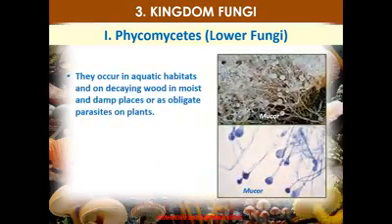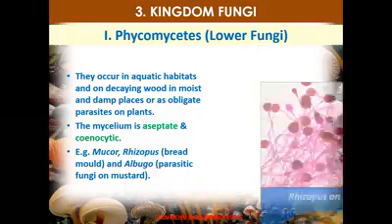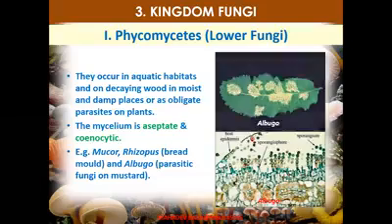First one, Phycomycetes, it is called lower fungi. They occur in aquatic habitats and on decaying wood in moist and damp places, or as obligate parasites on plants. The mycelium is aseptate and coenocytic. Examples are mucor, rhizopus, what we say bread mold, and albugo, which is the parasitic fungus that grows on the mustard, are the examples of that Phycomycetes group.